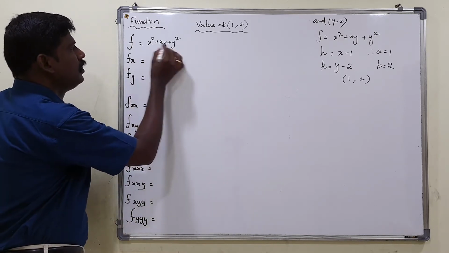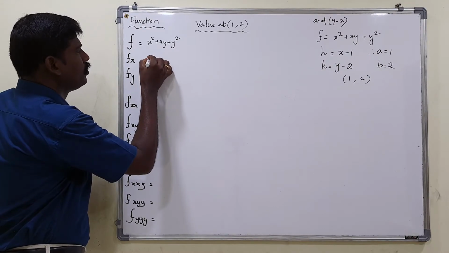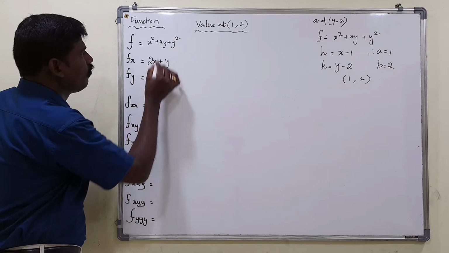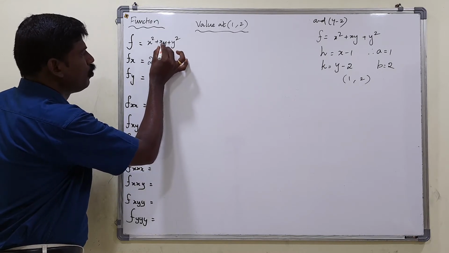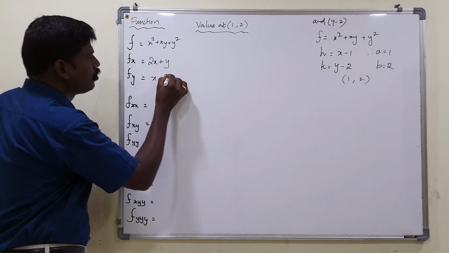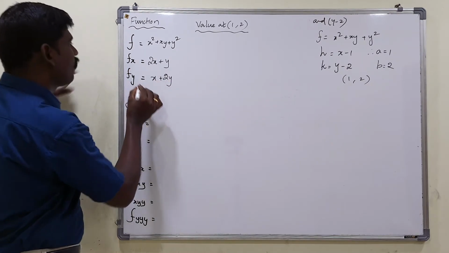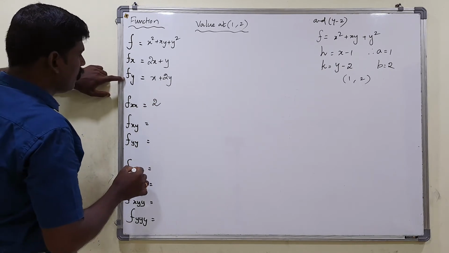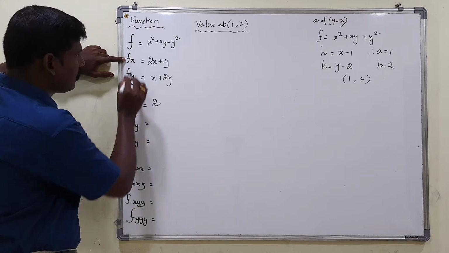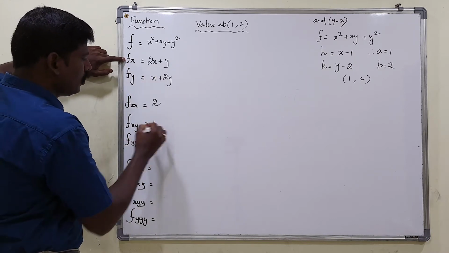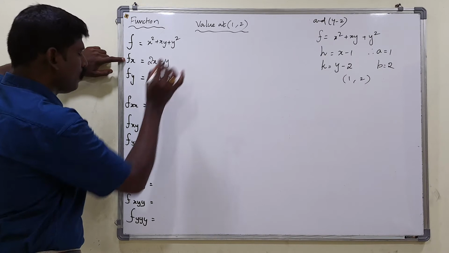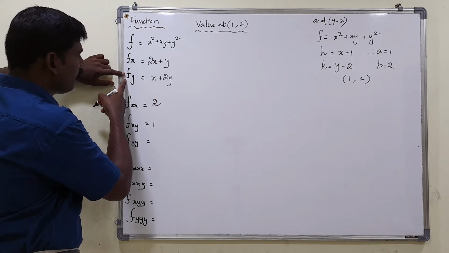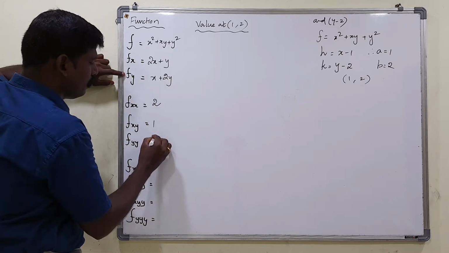So what is fx? The derivative of f with respect to x partially: 2x plus x becomes 1, 1 into y, y. In the same way, what is fy? The x square term becomes 0, y becomes 1, x into 1 gives x, plus y square becomes 2y. What is f double x? The derivative of fx once again with respect to x gives 2. What is fxy? The derivative of fx with respect to y gives 1. Then f double y is obtained by taking the partial derivative of fy with respect to y once again, so that is equal to 2.